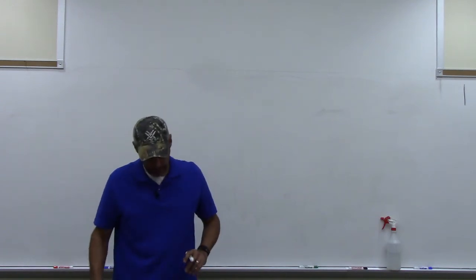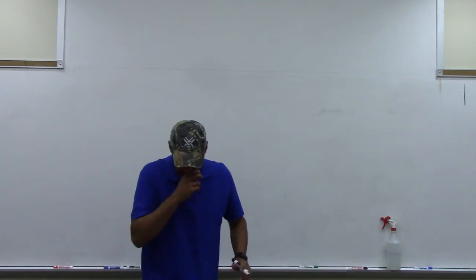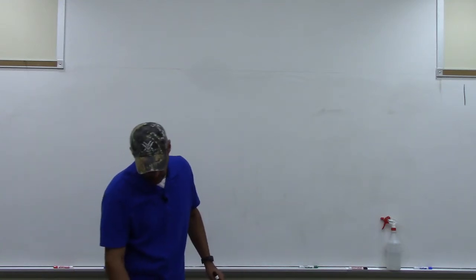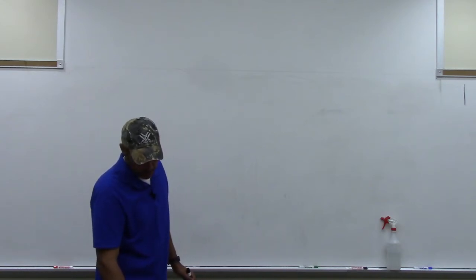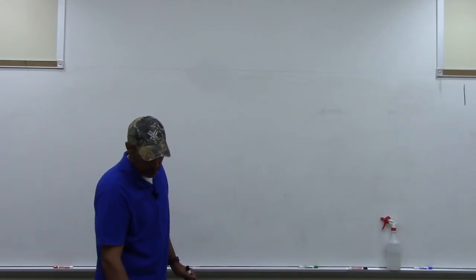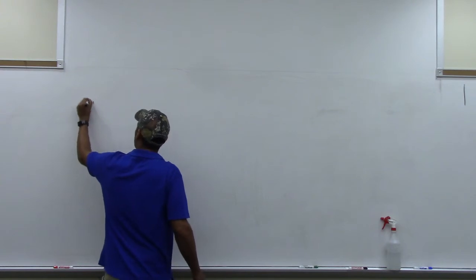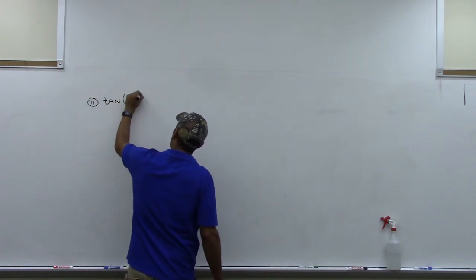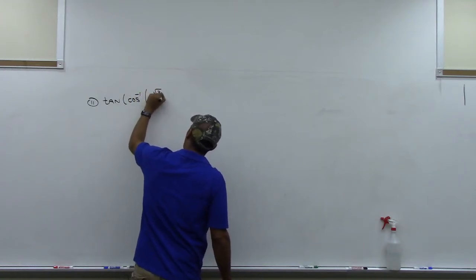All right. Find the exact value of each expression. So tangent of arc cosine of negative root 3 over 2.